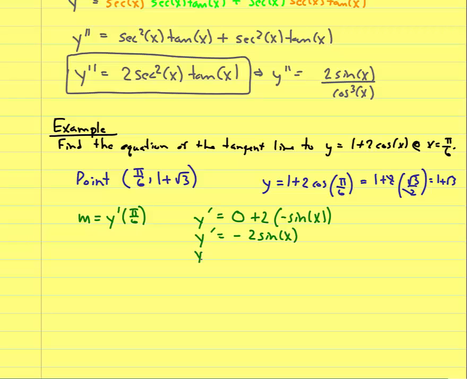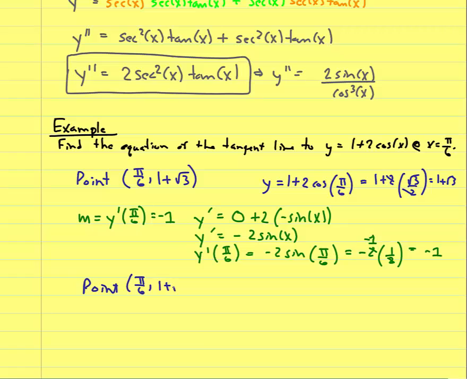Now I want to evaluate this at pi over 6. So y prime of pi over 6, I'll call this, negative 2 sine pi over 6. The sine of pi over 6 is 1/2. The 2's cancel, but I'm left with a negative 1. So my slope is negative 1. So to review, you need a point and a slope. My point was pi over 6, 1 plus root 3. My slope was negative 1.